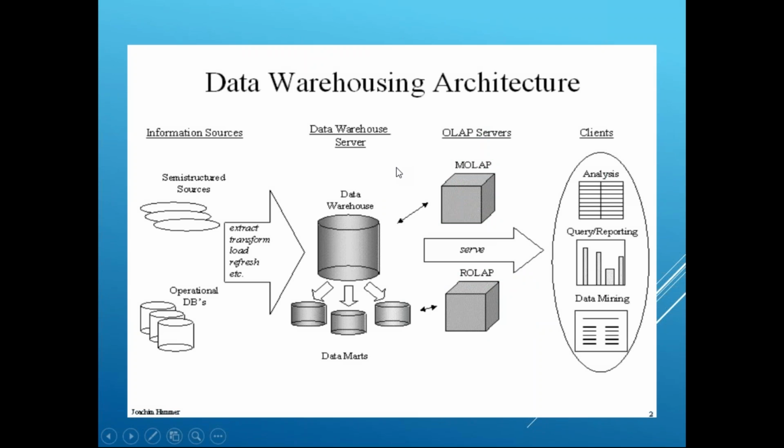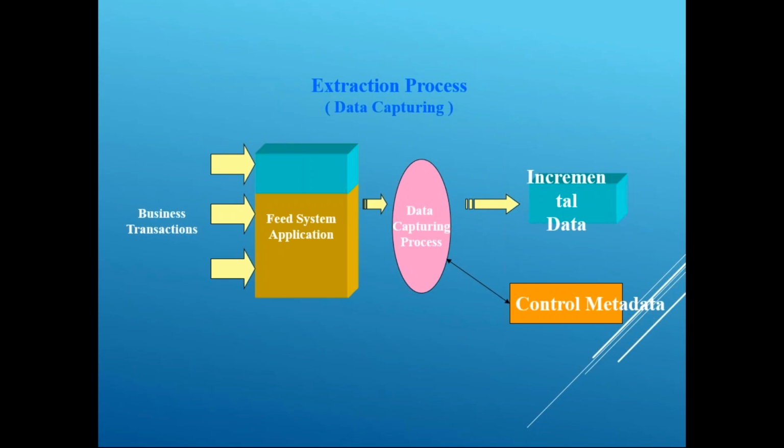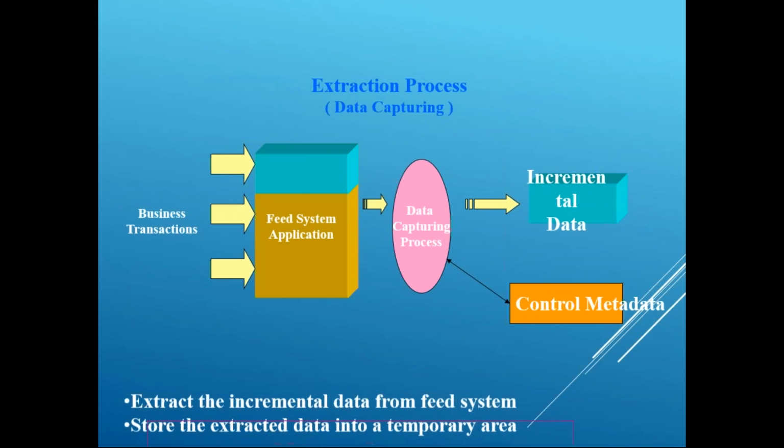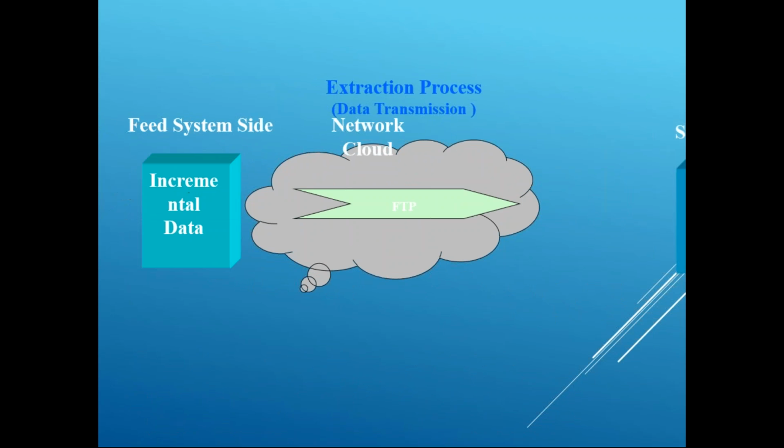Okay, right. Now you can see first of all we do the extraction process. We read the data from different source systems and we always load the incremental data into the first stage, which is called the data staging area. Okay, so this is the staging area where the raw data will always be present.